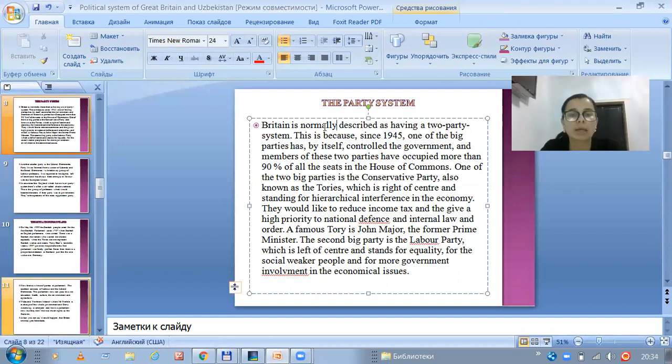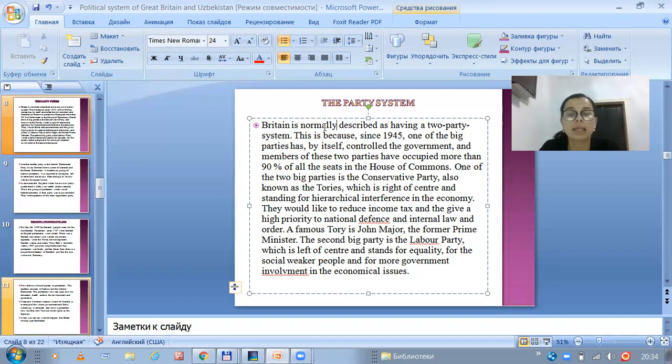One of the two big parties is the Conservative Party, also known as the Tories, which is right of center and standing for hierarchical interference in the economy. They would like to reduce income tax. They give a high priority to national defense, internal law and order. A famous Tory is John Major, the former prime minister.